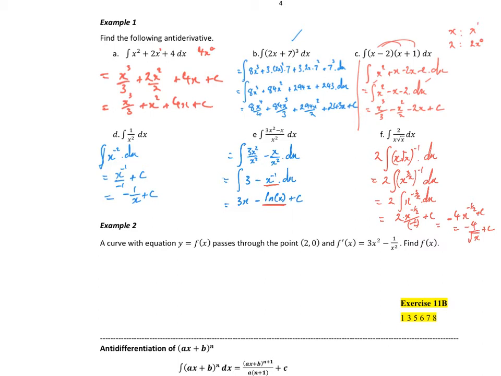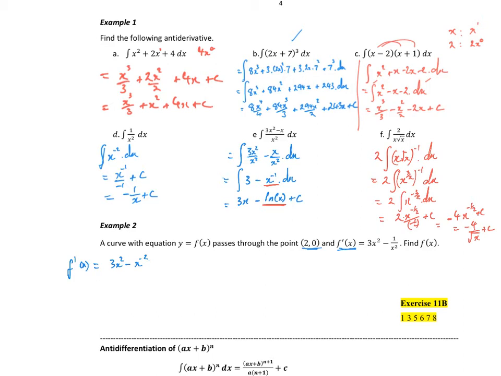I guess a practical application of working out the antiderivative is if we've been given the derivative function, we can now work out what the actual original function is. We've got a condition that satisfies the original function. So if y equals f of x, I want to find y. I know that f dashed of x is equal to 3x squared minus x to the minus 2.